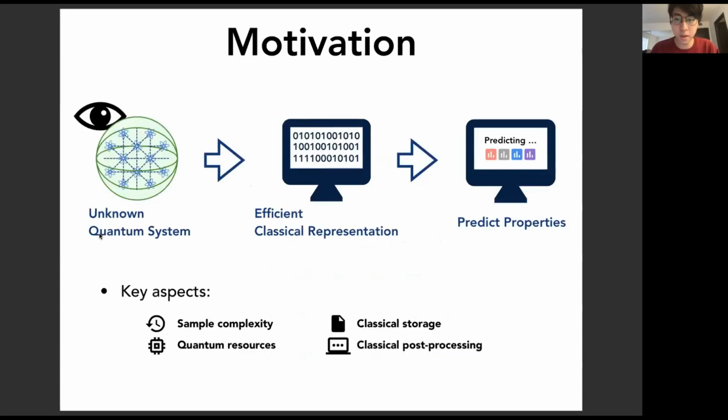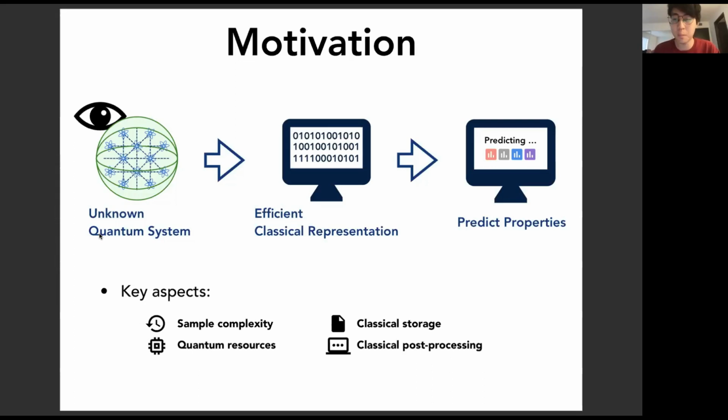So what are some key aspects for this type of task? There are essentially four of them. First is sample complexity. In a quantum system, you have the wave function collapse problem. When you measure the same system with the same measurement, you will get different outcomes, and every time you get an outcome, your original quantum system is destroyed. So you need multiple copies of your quantum system. That is characterized by the sample complexity: how many copies of your quantum system are required to get this classical representation.